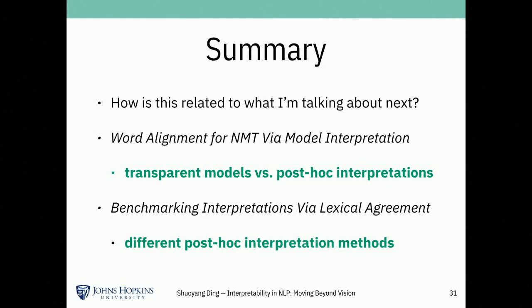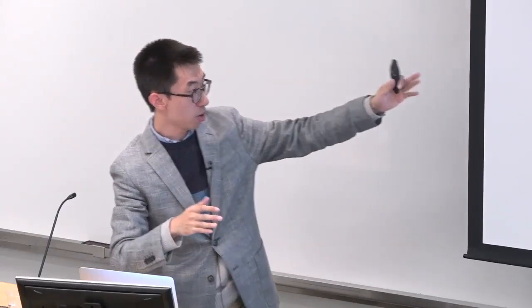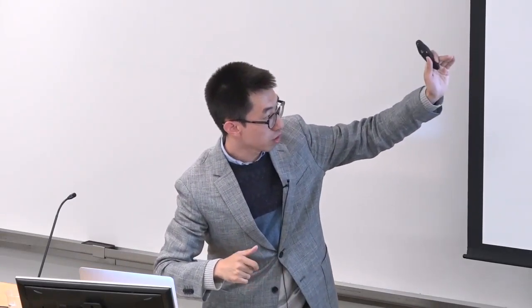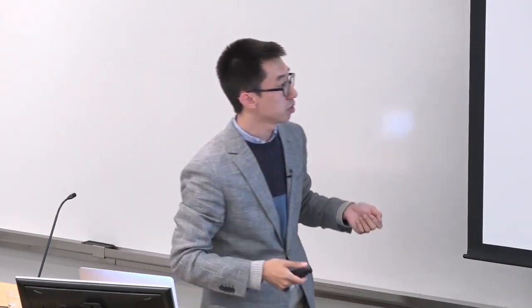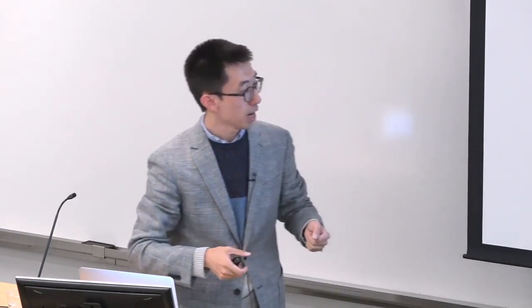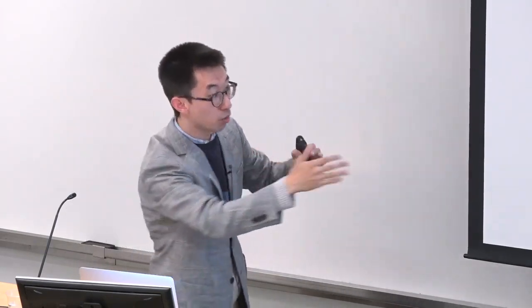Why do I talk about all this? How is this related to the next things I talk about? So the first piece of work, which is about uncovering word alignment from UMT, is basically comparing a specific kind of transparent model versus a post-hoc interpretation that we apply under a specific use case that I guess a lot of people here would care about, which is UMT. And the second thing is about comparing different post-hoc interpretation methods in a rigorous quantitative way, to get some idea of how these interpretation methods actually work for NLP models.